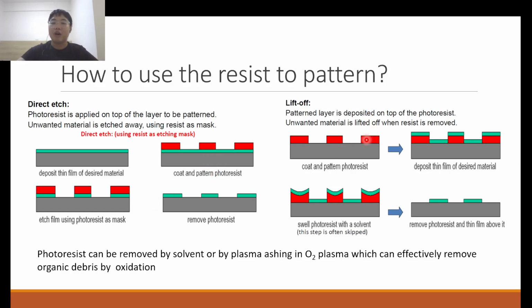The second way is lift off, which is that the photoresist is first patterned on the wafer surface. Then only after the photoresist is on the wafer surface is the desired material deposited on it. And then after that, the photoresist is removed, and the material above the photoresist is also removed, is lifted off. So we call it a lift off method. And then the desired pattern is left behind. So both methods are possible to be used.